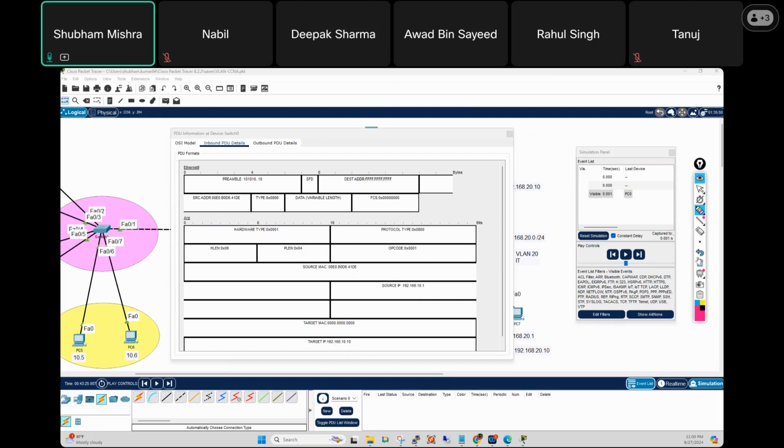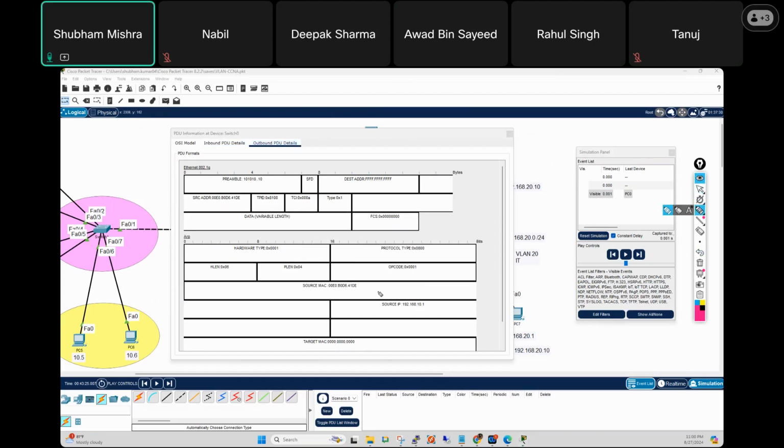Now open the outbound. In outbound, what is the target MAC? Same, no change. Source IP, no change? Source MAC, no change? Opcode is this one. What is the source MAC? Source MAC is no change, same. Destination is the same broadcast.